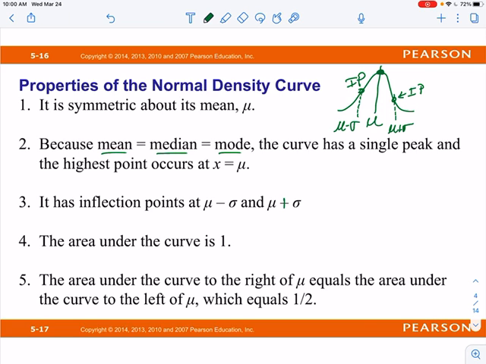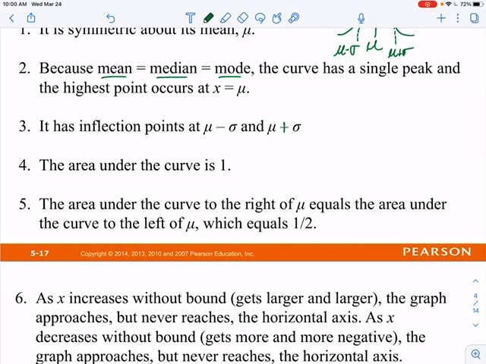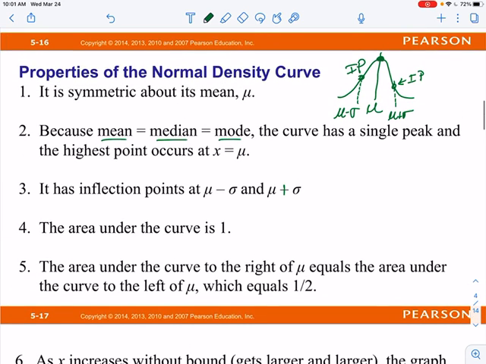And again, as we talked about in that last video, the area underneath that curve is 1. Again, 100% of that area, 1. The area under the curve to the right of the mean equals the area to the left of the mean as well. So if I take the area to the right, that's in red, that would be 1/2. A half of 1 is 1/2. And if I take the area to the left of the mean over here, that's also going to be 1/2. Again, a half of 1 is a half, or 0.5.